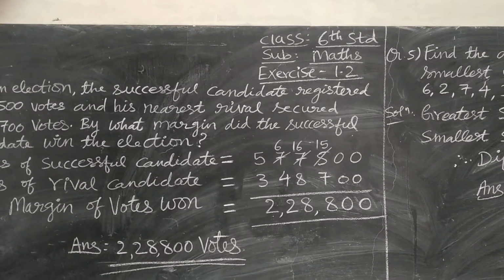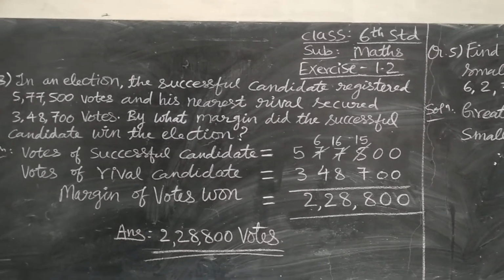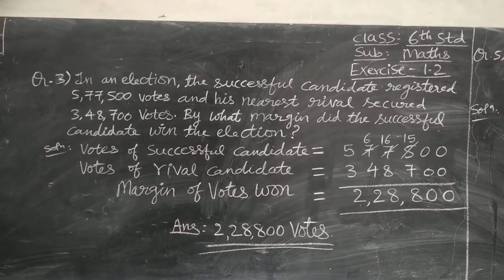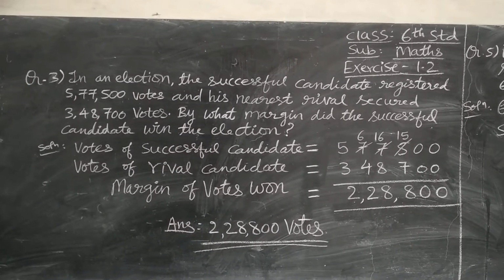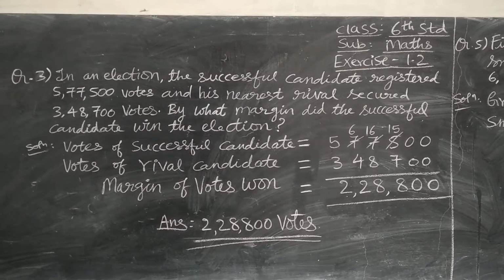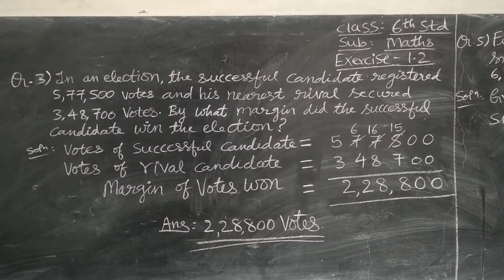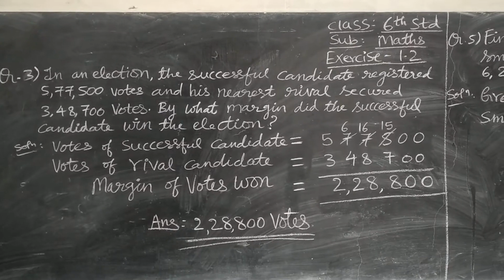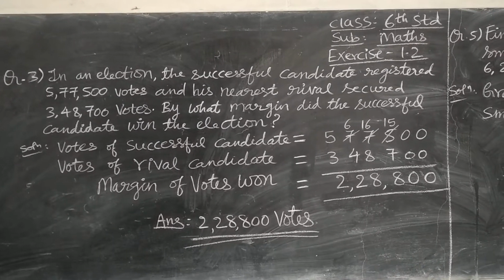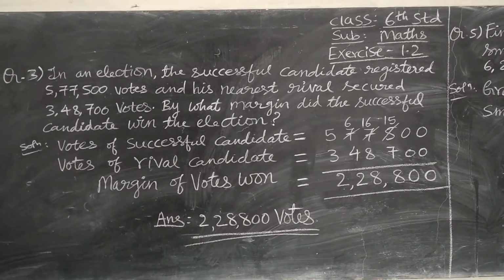Now exercise 1.2 continued. Question number 3. In previous class 2 questions we have done. Now third question. In an election the successful candidate registered 5,77,500 votes and his nearest rival secured 3,48,700 votes. By what margin did the successful candidate win the election?